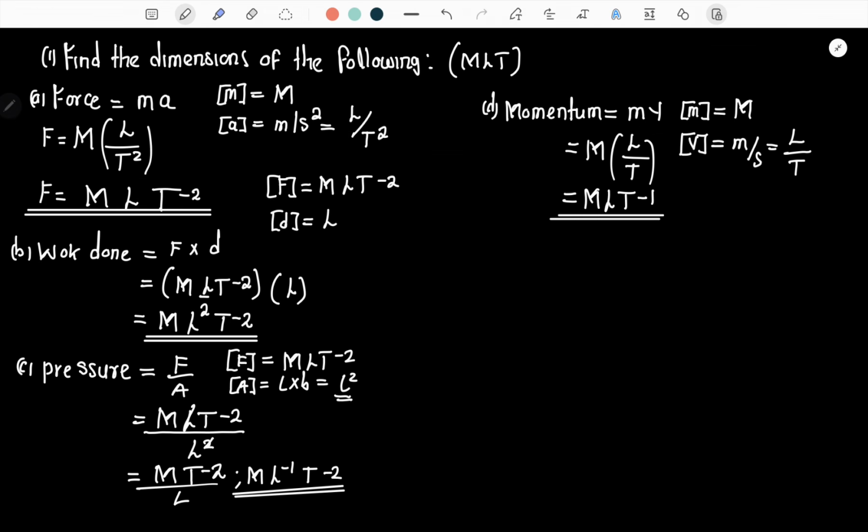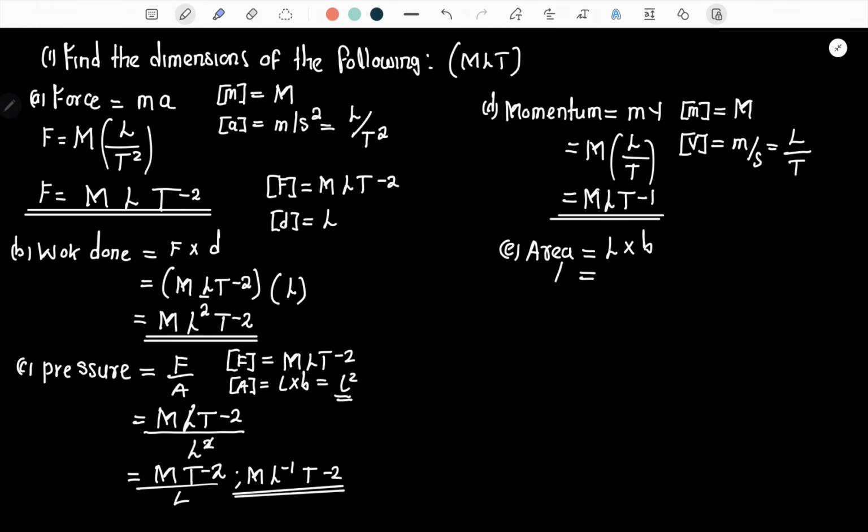That is how you write the dimensions of momentum in MLT concept. Quite very simple. We go to area. How do you find the dimensions of area? Because we know that area is simply L times B. But remember that the length is simply meters. The base is simply meters.